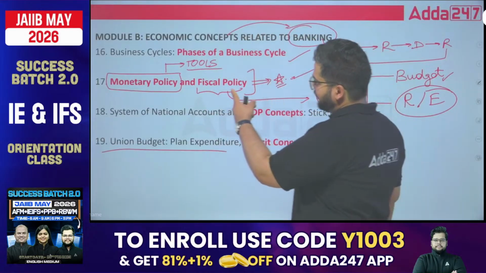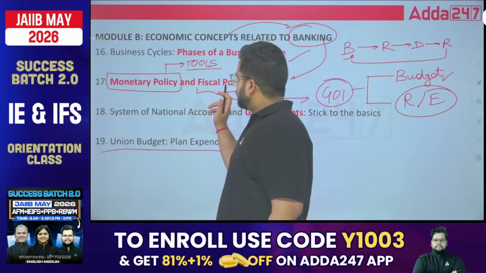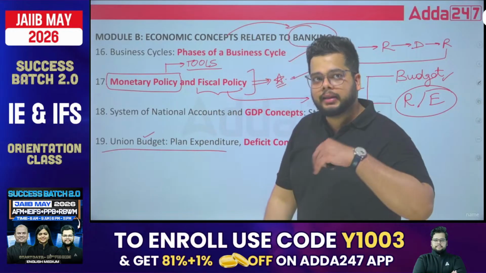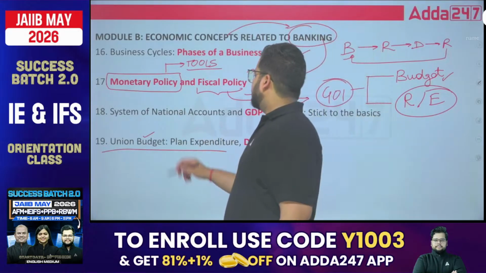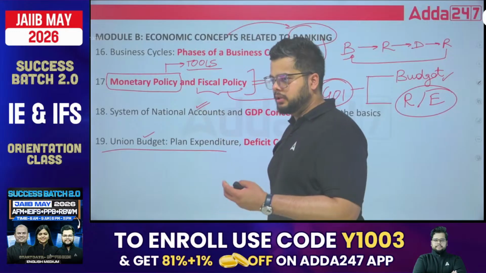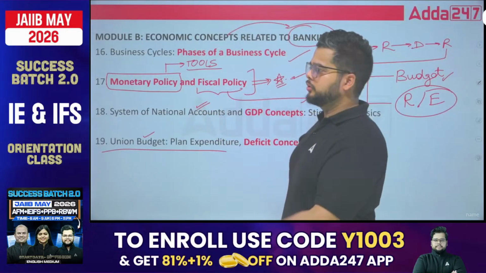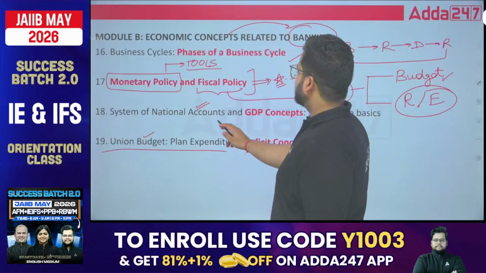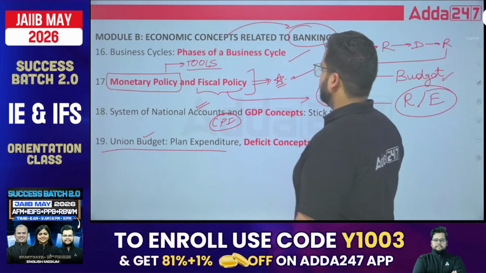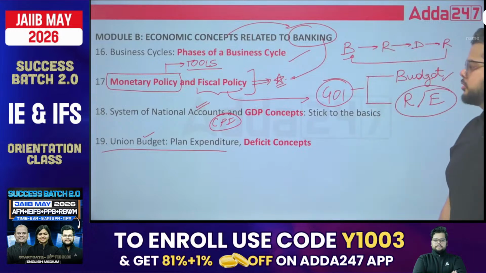So after unit 17, I would highly recommend that once you are done with fiscal policy, go for unit number 19 and then come to unit number 18, which talks about the system of national accounts, thanks to which the base year is now revised to 2024 for our country in case of the inflation. CPI is now published with the base year 2024 by the MOSPI.